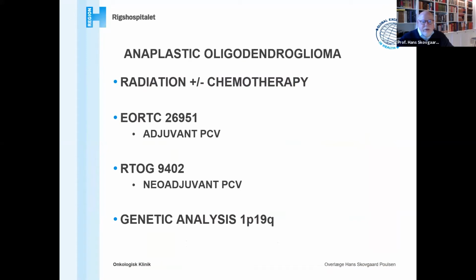glioma. If you go to the anaplastic oligodendroglioma, there are two major studies. There's a European study with adjuvant PCV after radiation, and then there is an American study with neoadjuvant PCV before radiation, and then they did genetic analysis.